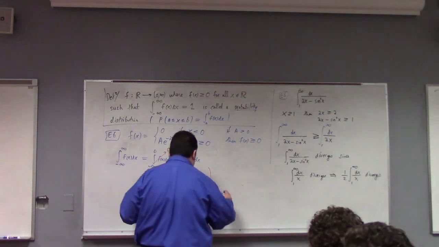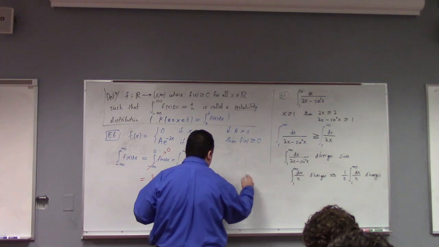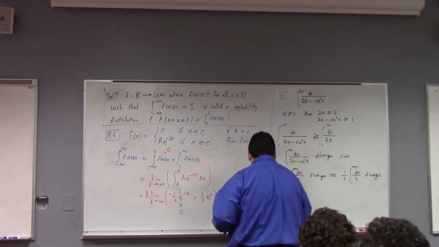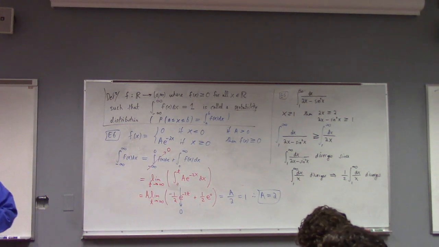So e to the 0 is 1, right? So we got ourselves an a over 2. That's equal to 1. So therefore, pick a equals to 2. So we put a equals to 2, and we've got an honest to goodness probability distribution. Woohoo!